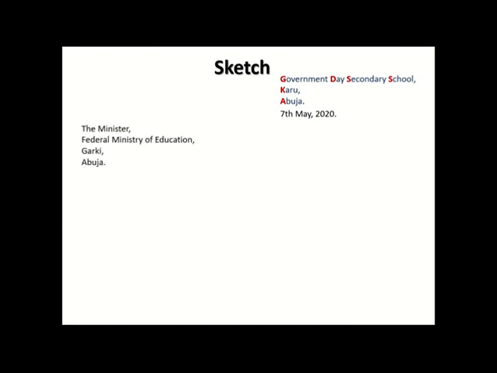You have the recipient address. In a formal letter, you address the office first: the minister, the commissioner, the governor, the director, the manager, the secretary, the principal. That's the office before you now put the address. So the example you have here is the Minister, Federal Ministry of Education, Garki, Abuja, and you can note my comma after each line until I got to the last location there.